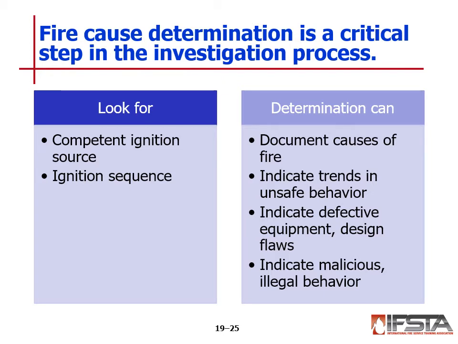The third reason is that we can find if there's defective equipment or design flaws. This is how some devices, or the defects in some devices, get identified, when they actually fault, when they actually cause a fire. So if we can determine that a piece of equipment was involved and try to determine why it happened, then the manufacturer can take steps to fix that equipment. And the fourth reason, obviously, is arson, malicious, illegal behavior, whether it was intentional or not. Those are all reasons we do a cause determination.